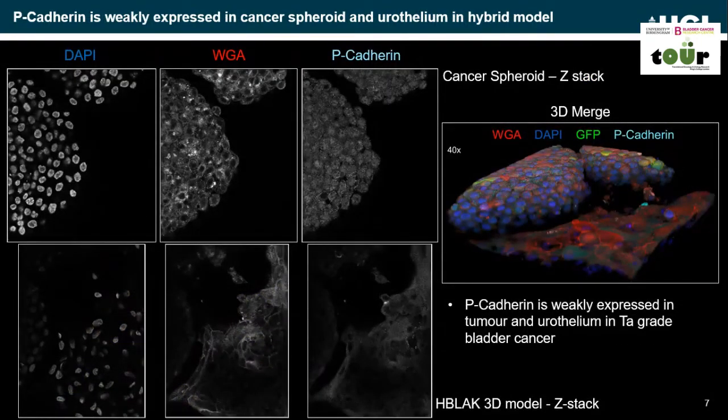Conversely, for P-cadherin, we wanted to see if it was weakly expressed, as it is only a TA grade bladder cancer model. We can see P-cadherin is only really expressed in the cytoplasm of the tumor cells of the cancer spheroid, but also a little bit in the urothelium as well. So this cadherin expression was also shown in the hybrid model, which is nice to see.